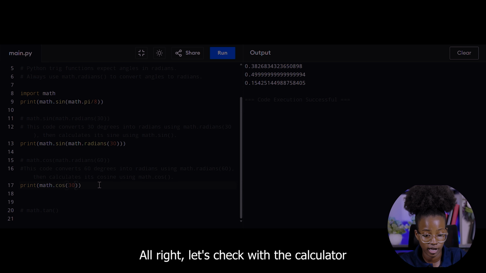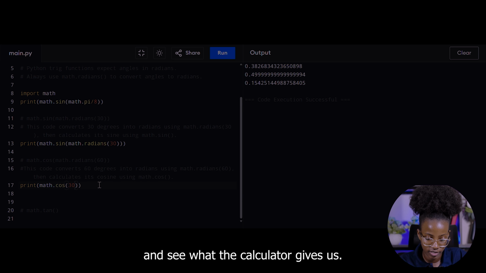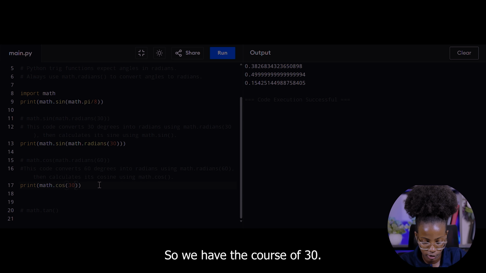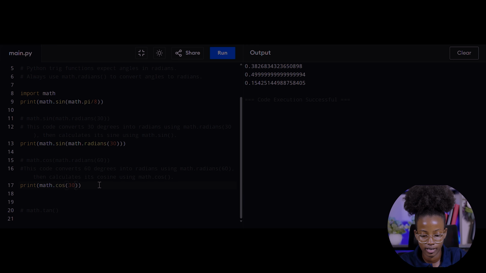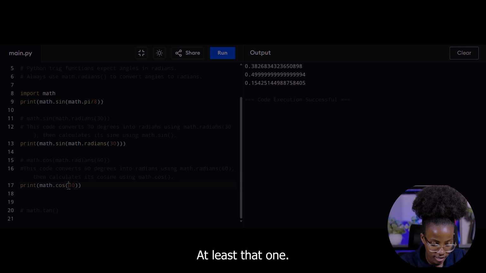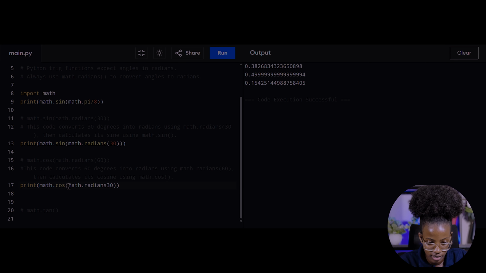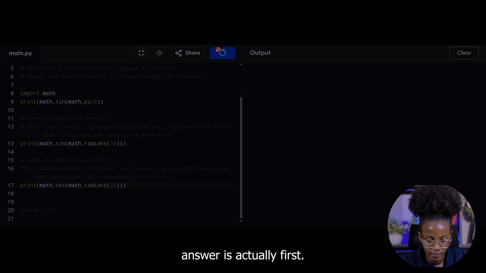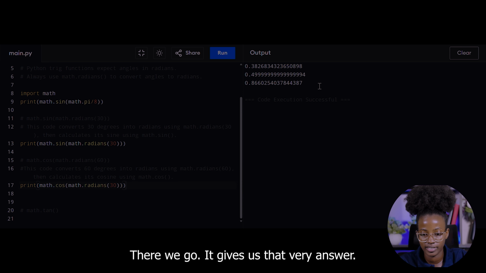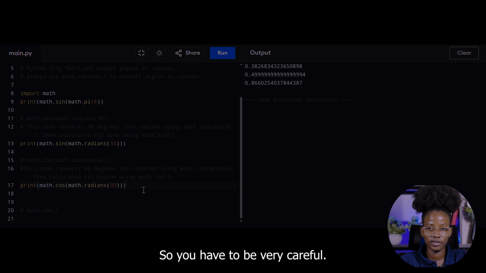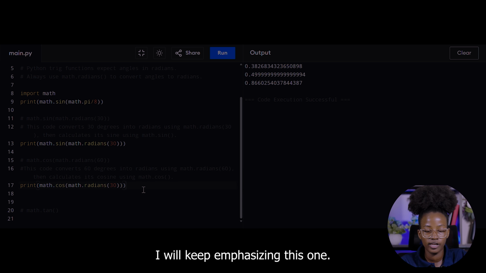Now again, let's check with the calculator and see what the calculator gives us. So we have the cos of 30. It has 0.87. At least that's the answer we're all familiar with. So let's convert this and see if our answer is actually correct. There we go. It gives us that very answer. So you have to be very careful. I'll keep emphasizing this one. You have to convert to radians. Keep that in mind. You have to convert to radians.